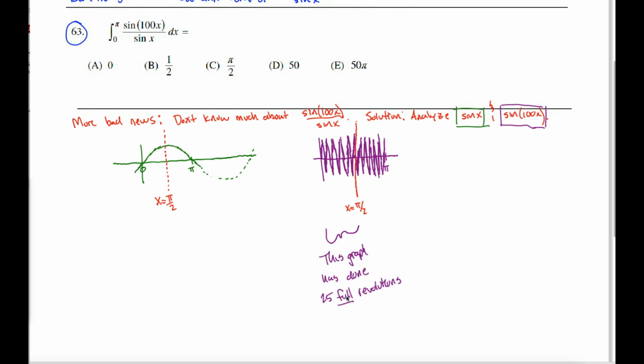Full being the operative word here, because after we complete a full revolution, we're back to the midline. So unlike this graph that has a height of 1 at x equals pi over 2, this graph is going to have a height of 0 at x equals pi over 2. And that'll end up being really important.